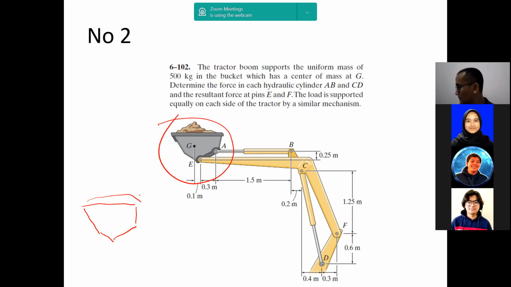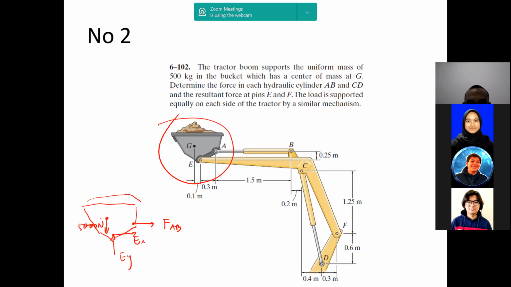Gaya-gaya bekerja apa saja, Zakia? Ada EX, EY. EX, EY, betul sekali, betul ya. Ada pin di sana ya. Ini ada EX, EY, apa lagi? Ada FAB. FAB, betul sekali. Biar gampang, asumsikan tarik dulu ya. FAB. Lalu ada apa lagi? Ada W. W, di G ya, sip. Di sini ada W besarnya, kita langsung pakai 5.000 aja ya.